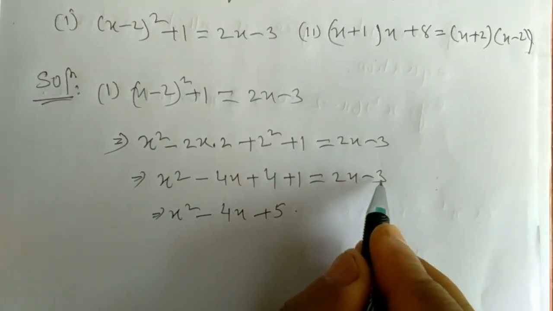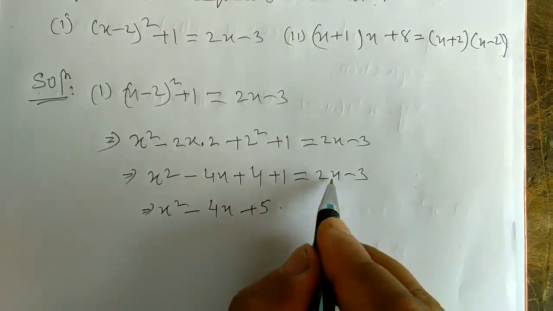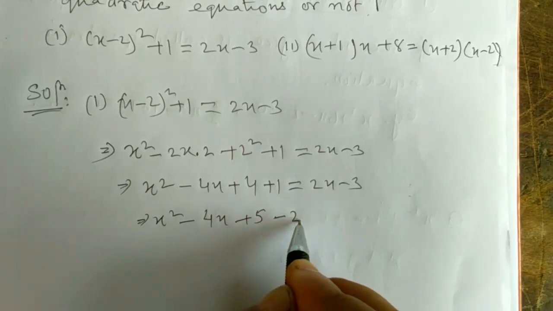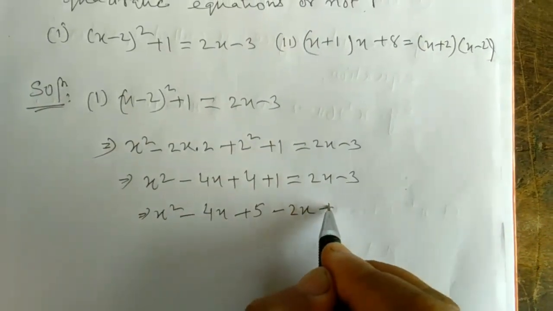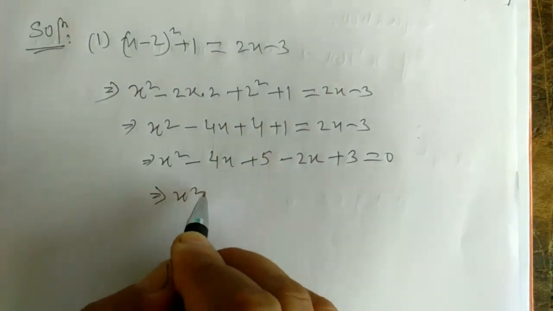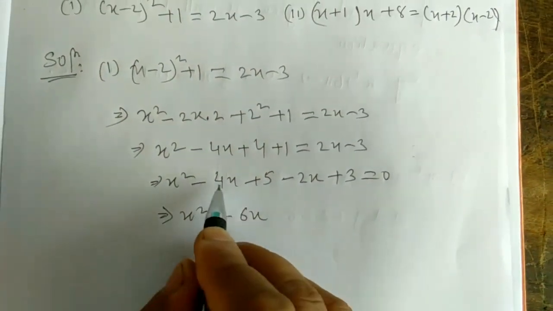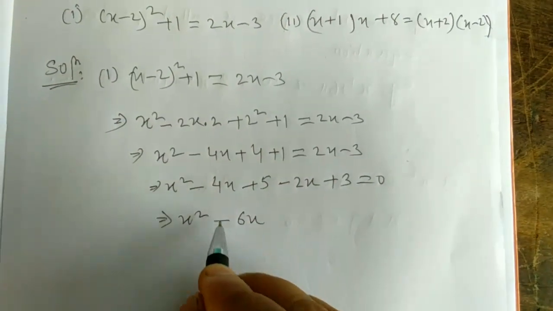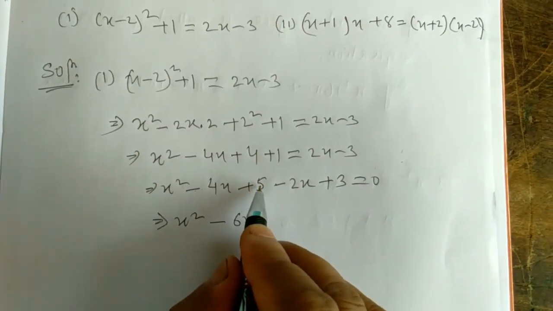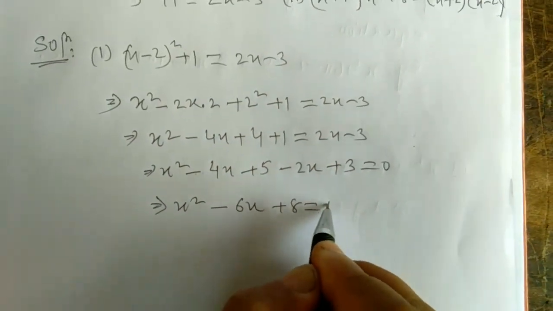Bring all the terms from the right hand side to the left hand side. This is plus twice x, it becomes minus twice x. This is minus, it becomes plus 3 equal to 0. So x square minus 4x minus 2x is minus 6x. If both are negative, we have to add and the negative will remain. Plus 5 constant, 5 plus 3 is 8 equal to 0.